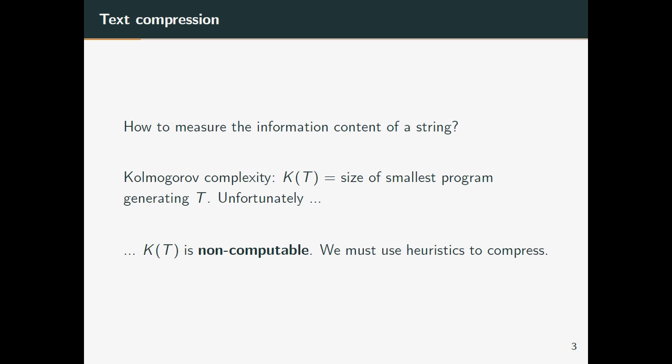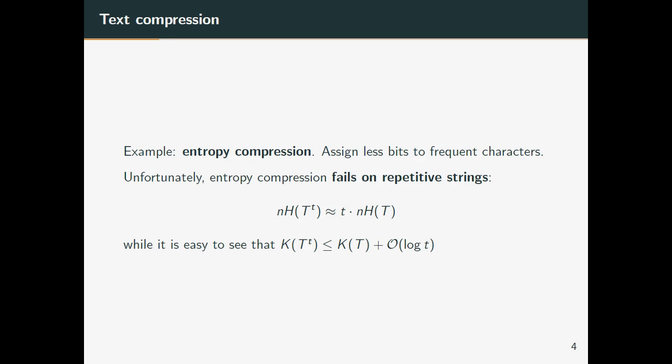So what is the information content? We know how to measure the information content of a string. This is the Kolmogorov complexity, the size of the smallest program that generates T. But the problem is that this is a non-computable function, so we cannot hope to get an optimal compressor. We cannot compress optimally. So we must use heuristic algorithms to compress.